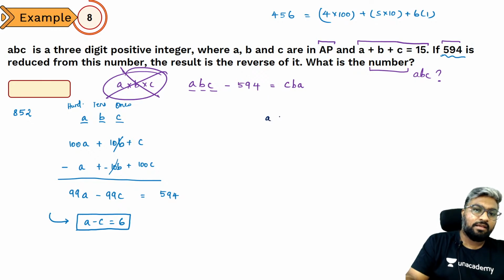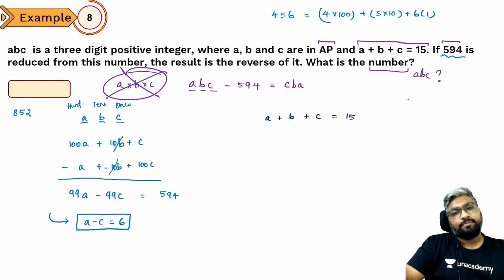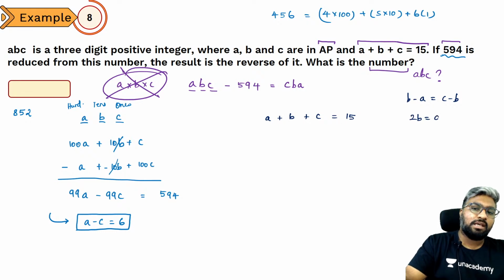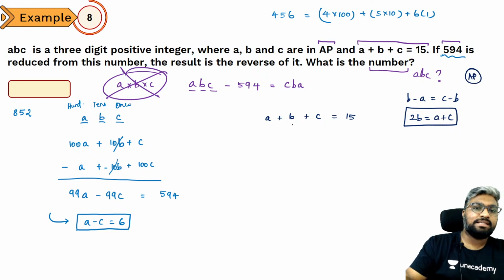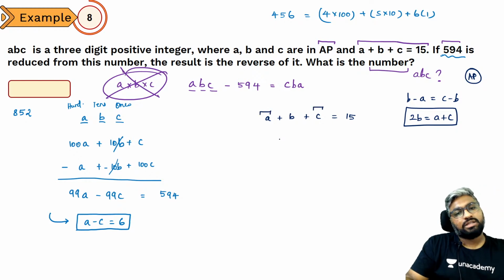Yes, A plus B plus C क्या है? 15 है. और ये AP में मतलब क्या कि B minus A should be equal to C minus B, and in other words 2B should be equal to A plus C, है ना? Because they are in AP, दोनों के बीच के differences same रहेंगे. So 2B is A plus C. A और C के बदले में अगर 2B डाल दो तो क्या हो जाएगा? 2B plus B is 3B is 15. B is equal to 5.